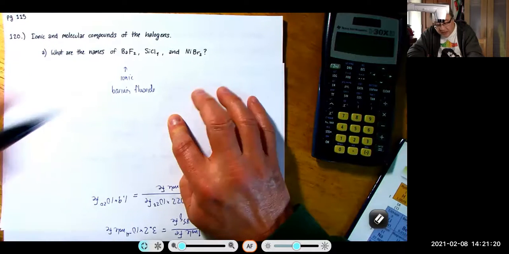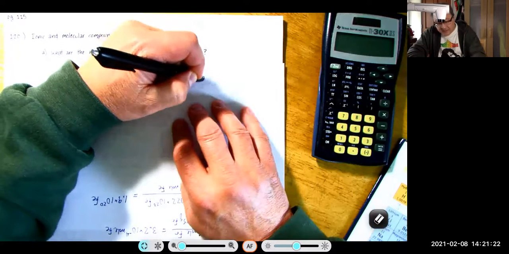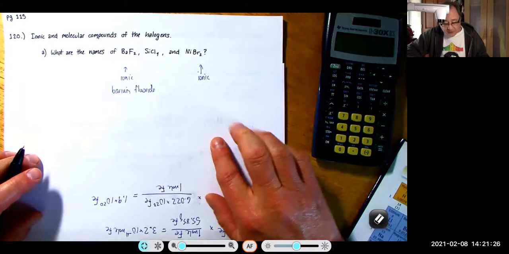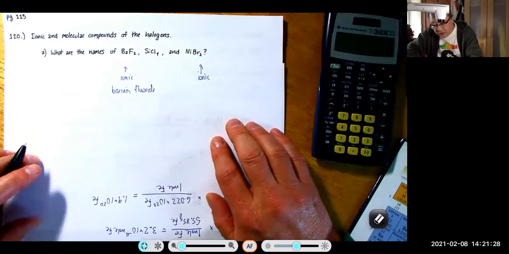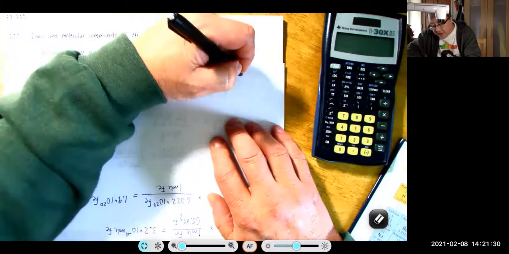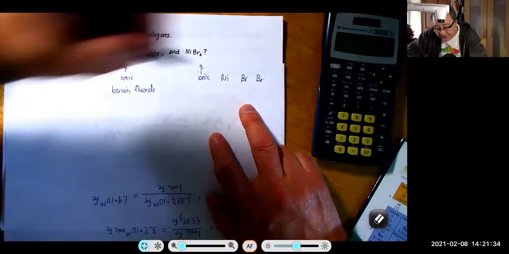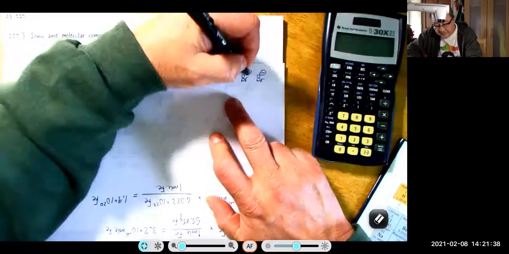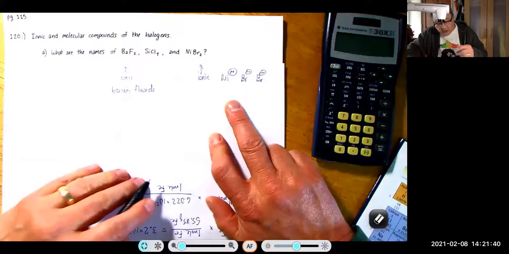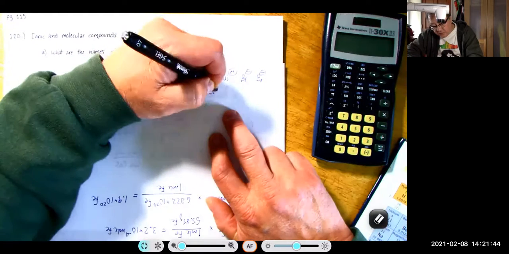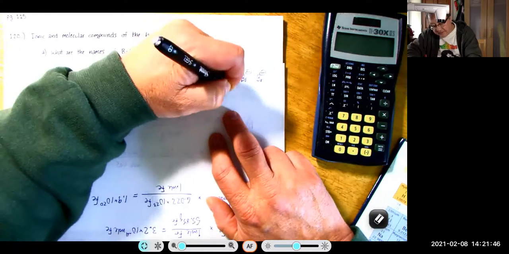This one is also ionic because it's got a metal and a non-metal. Secondly, nickel, you have to tell people the charge. And when you know you've got one nickel and two Brs, and you know the Brs are -1s, then you know the nickel is a +2. So the name of this is going to be nickel(II) bromide.